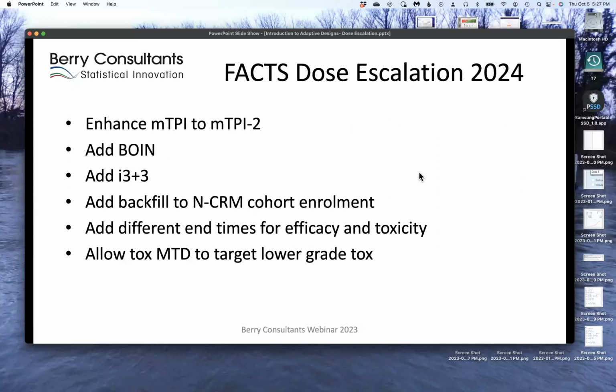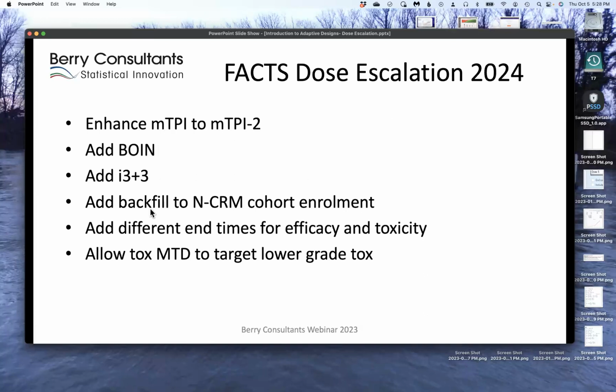So to conclude, what we plan to do with FACTS next year is, along with some other work in other areas, we want to bring dose escalation up to date. So that means enhancing the mTPI to either be mTPI-2 or at least have the option to be mTPI-2, and to add in a BOIN model and an i3+3.